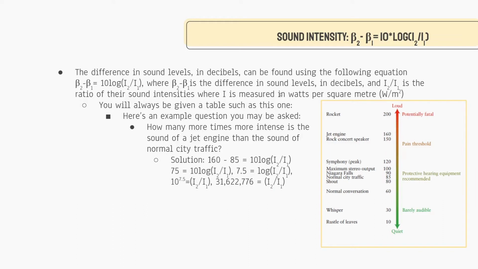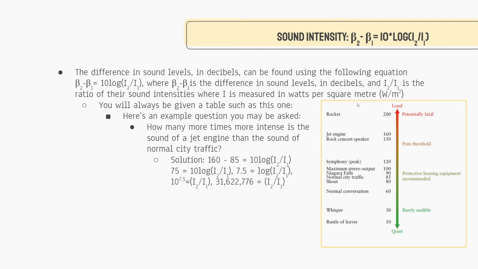Sound intensity. So this here is measured in decibels, which is these wonderful B-looking things over here. So what this means is the following. The difference in sound levels, which is measured in decibels as I just said, can be found using the following equation. So the decibel level of one sound minus the decibel level of another sound is equal to 10 times log of the ratio of their sound intensities.